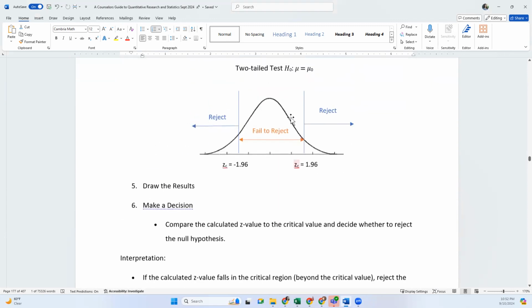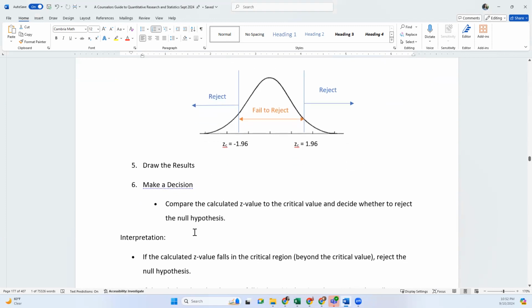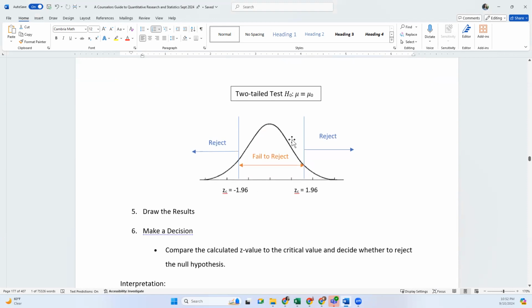We'll then draw our results. I always recommend drawing your results because that's really important, and make a decision on whether or not it is in the fail to reject or if it's in the critical zone of reject.